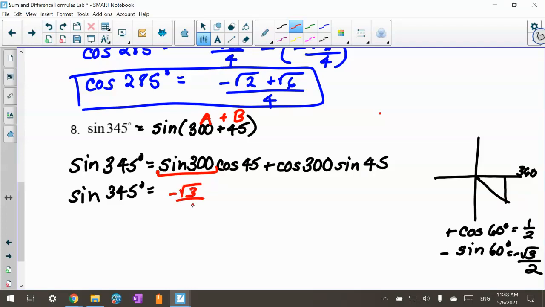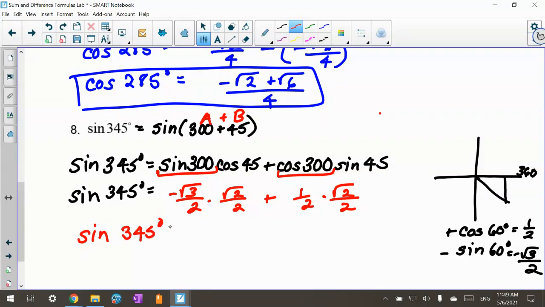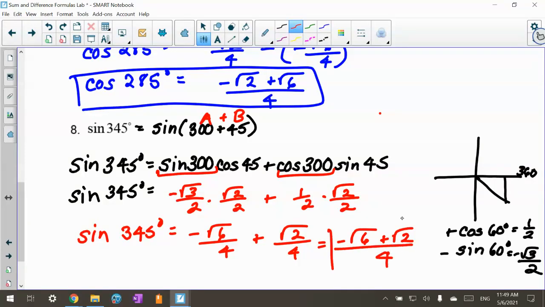Radical 3 over 2 times radical 2 over 2 plus cosine of 300, which I'm going to use down here, is the cosine of 60 degrees, is a half, times radical 2 over 2. So I have the sine of 345 degrees equals negative radical 6 over 4 plus radical 2 over 4, or negative radical 6 plus radical 2 all over 4 is my exact value.